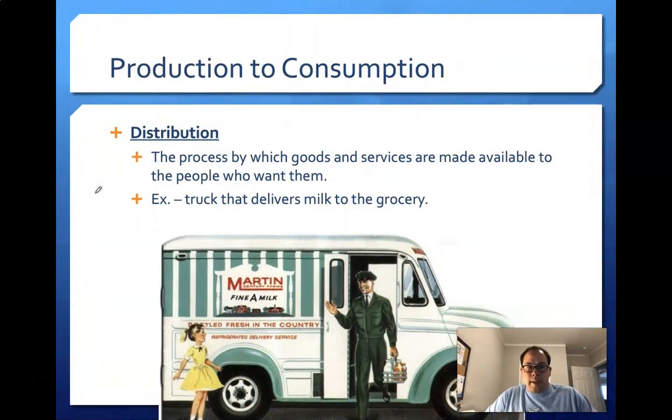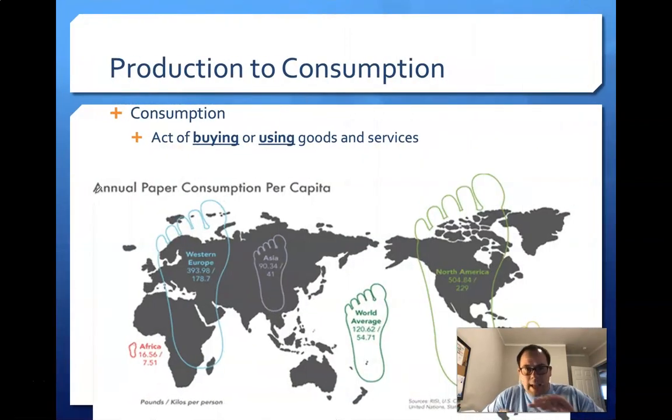The next step would be distribution, which is the process of how a good or service is made available to the people who want it. If we're looking at milk, that's delivered to grocery stores. There's usually a milk company that does that, unless they have their own. But there is a process for how that is getting to the store. The last step is consumption, or how the consumer is getting the product or service, the act of buying and using goods and services.